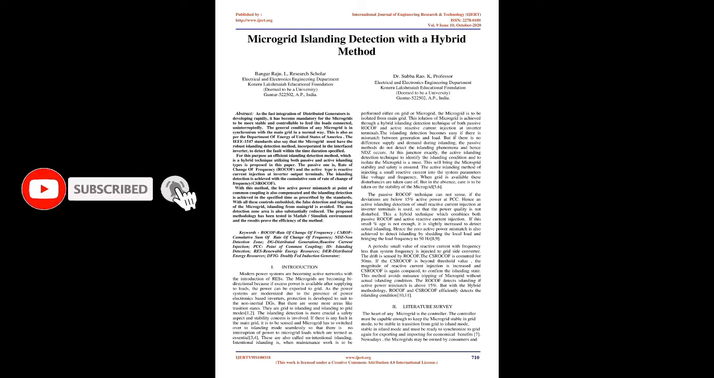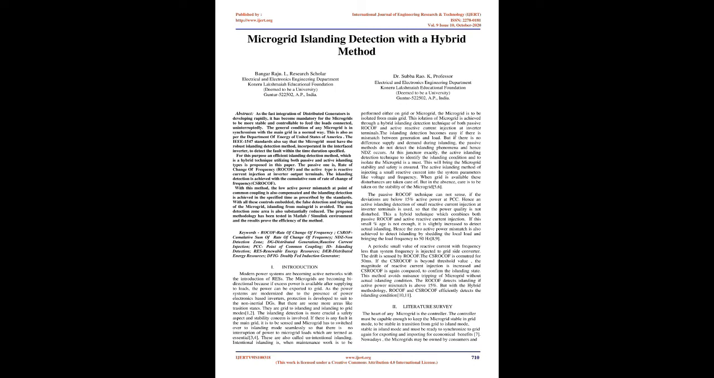For this purpose, an efficient islanding detection method, which is a hybrid technique utilizing both passive and active islanding types, is proposed in this paper. The passive one is rate of change of frequency, RCOF, and the active type is reactive current injection at inverter output terminals. The islanding detection is achieved with the cumulative sum of rate of change of frequency, XRCOF. With this method, the low active power mismatch at the point of common coupling is also compensated and the islanding detection is achieved in the specified time as prescribed by the standards.